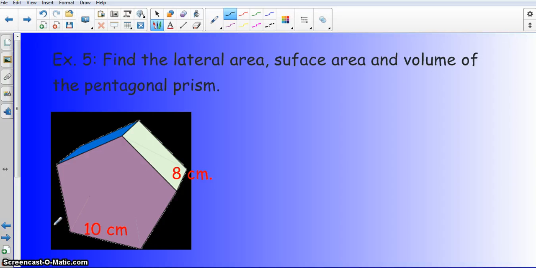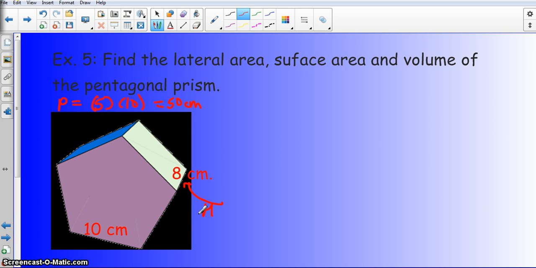Alright, so what do we know? It's regular, so that means all the sides are the same. So I'm going to start out really quickly with the perimeter, just so I can get that done with. The perimeter is 5 times 10, because there's 5 sides and they're 10 each. So that is 50 centimeters for a perimeter. Remember, the height is right here, and it is 8 centimeters.